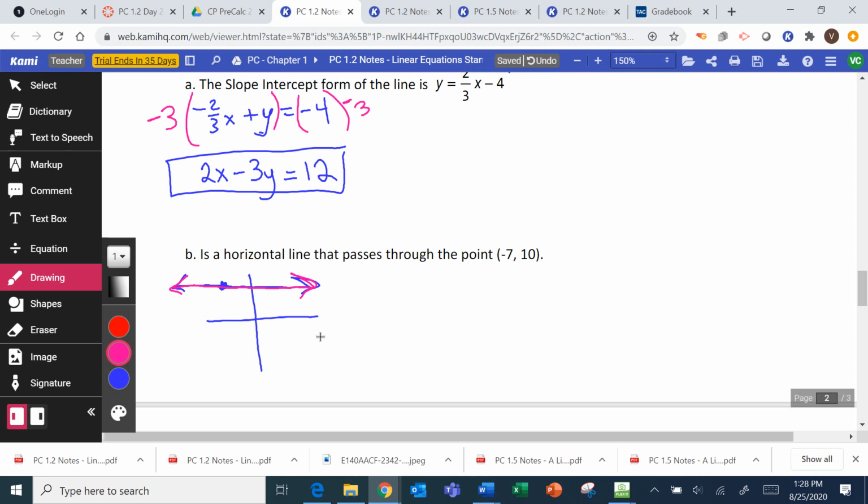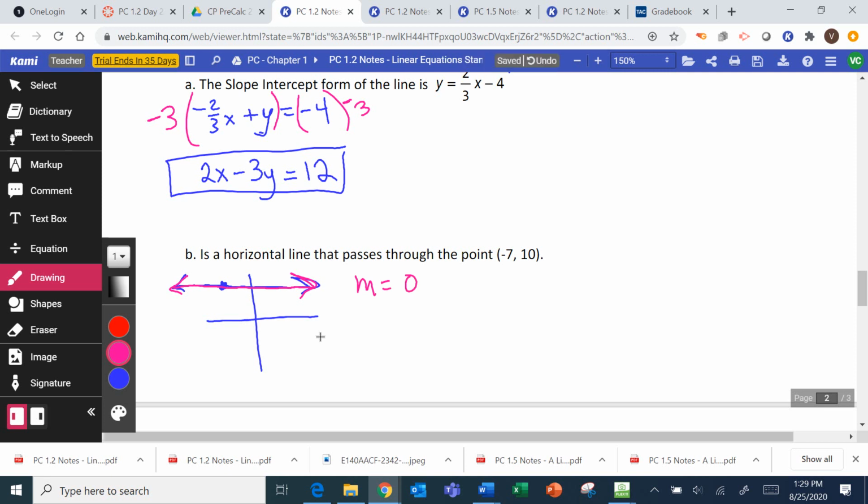We know it passes through -7, 10. Do we know the slope? Courtney, do you know the slope of a horizontal line? 0 over 1? Yeah, but 0 over 1 reduces, so I'll just call it 0. Okay, good.